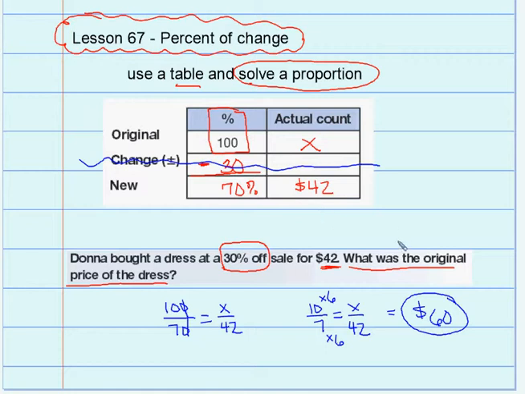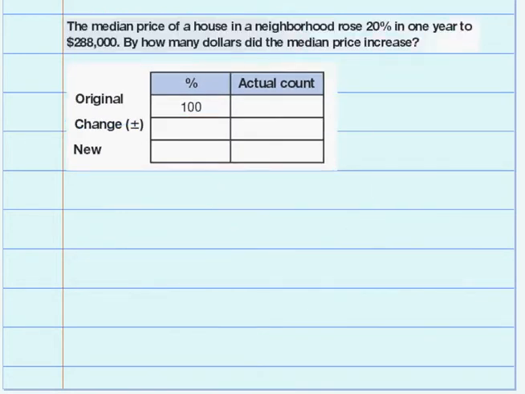So you need to do that mental check, or actually calculate it out. You could take $60 times 0.3 and see if you get that discount, so that when you subtract you get $42. One other example for you. The median price of a house in a neighborhood rose 20% in 1 year to $288,000. By how many dollars did the median price increase?